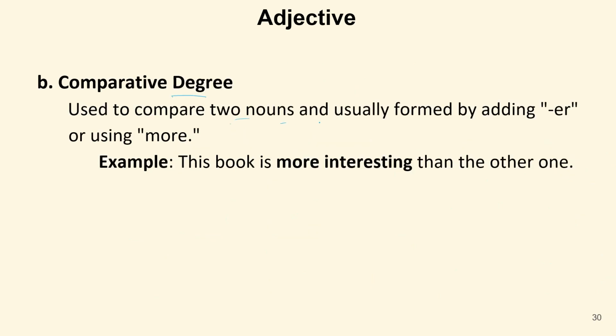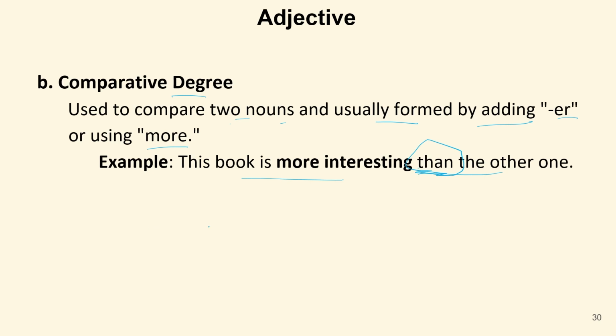Comparative degree is used to compare two nouns and is usually formed by adding er or using more. This book is more interesting than the other one. We always use than in case of comparison. So this book is more interesting than the other one. So here I'm using the word than. Also with interesting, I have used the prefix more to make it a comparative degree.